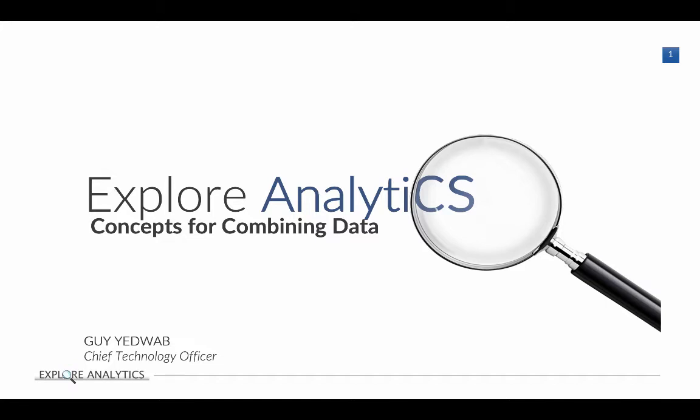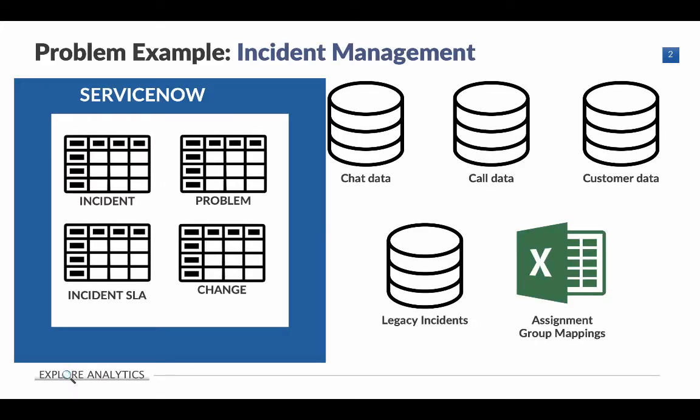So why are we talking about combining data? The answer is that if you've worked with building reports and analytics, you know that when you're trying to holistically solve an answer to a question, you're often dealing with data that is scattered in a number of different areas. So for example, incident management. You might use a system like ServiceNow that has incident, problem, SLAs, and changes all within the single data source, but scattered on different tables.